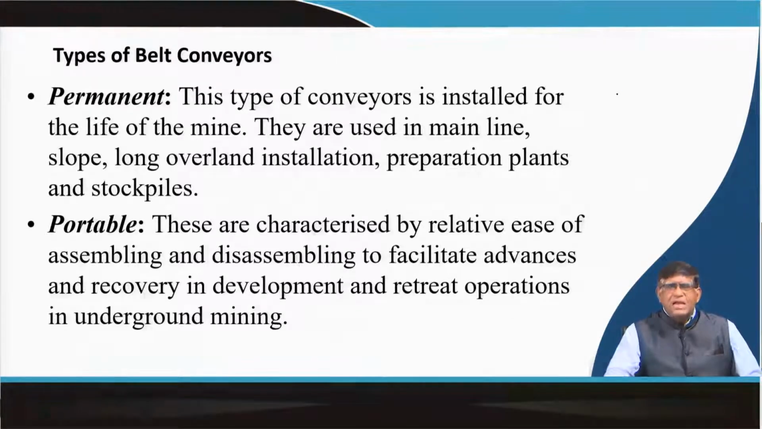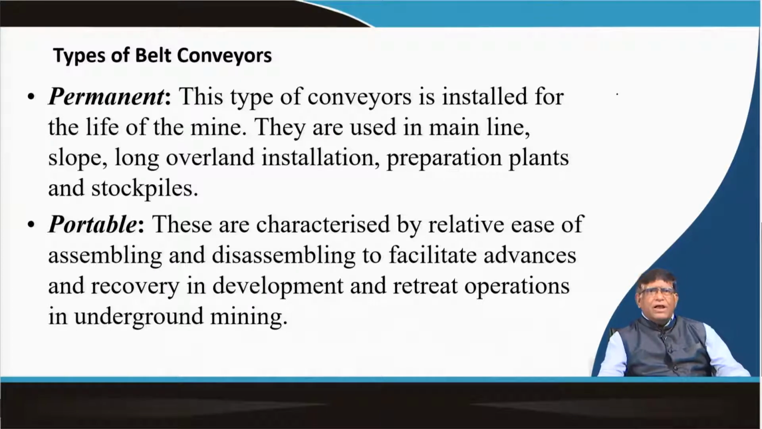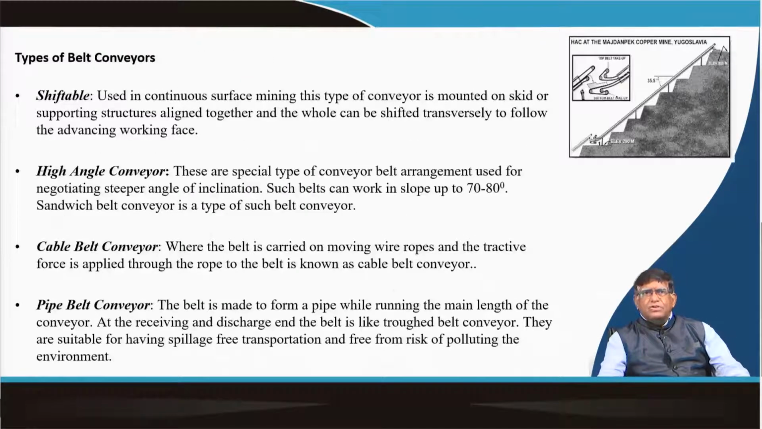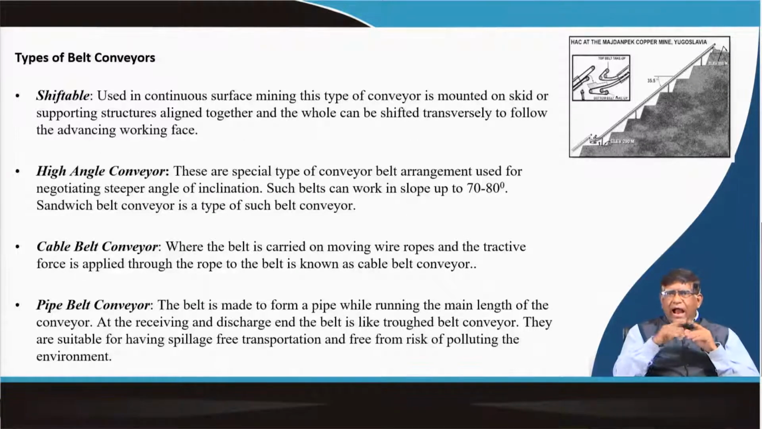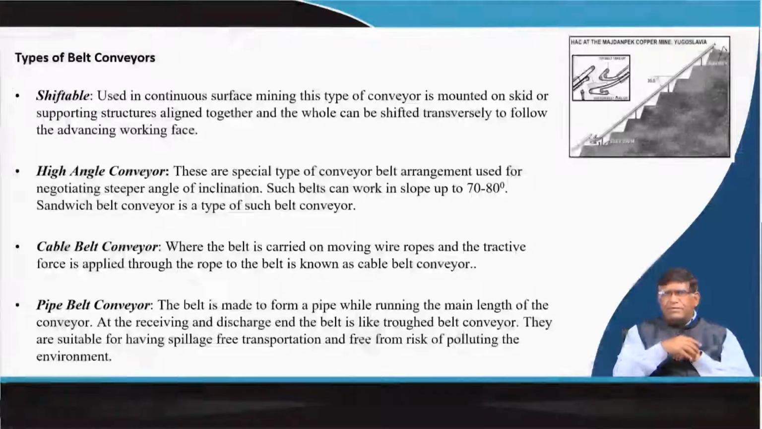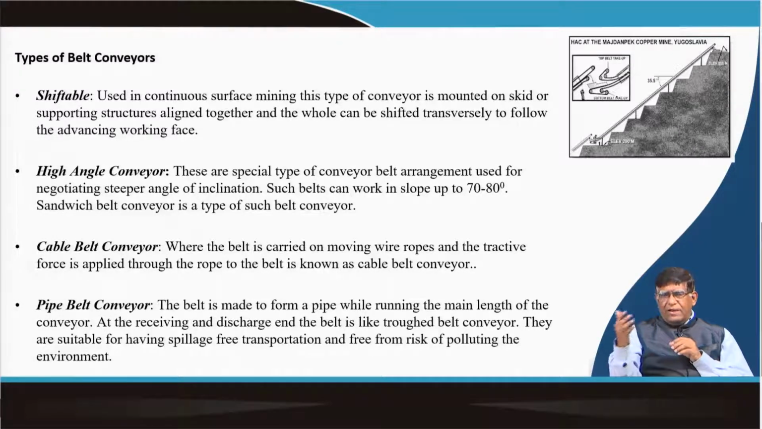These are the limitations. There could be different types of conveyor belts: permanent type, portable type, shiftable type, high angle. You can see in the figure how that high angle conveyor is taking material out. There are certain devices. I think you will get a practical demonstration in a laboratory of how we keep a high angle conveyor. That demonstration class will be given within this course in one day.